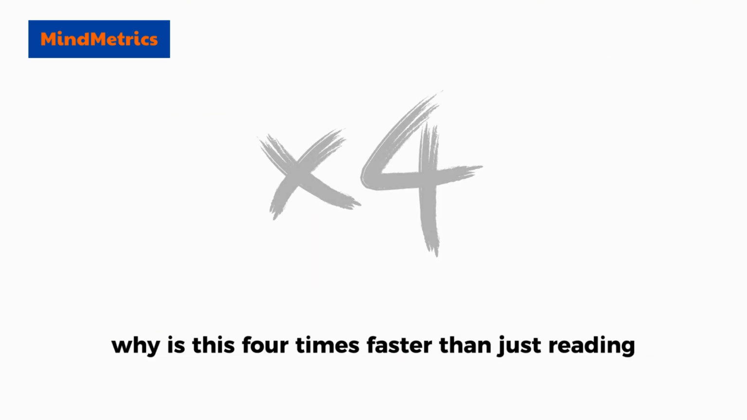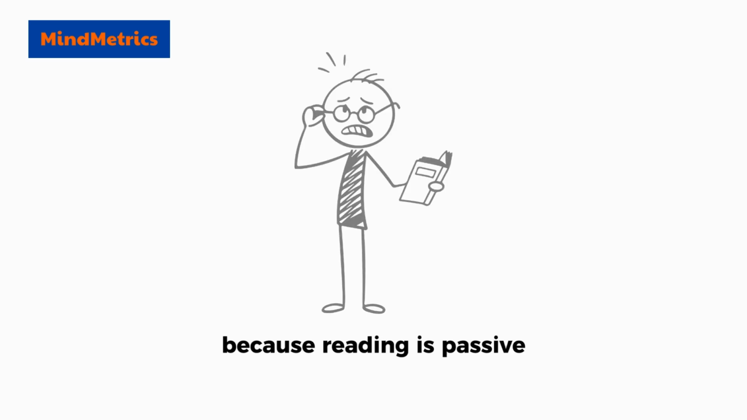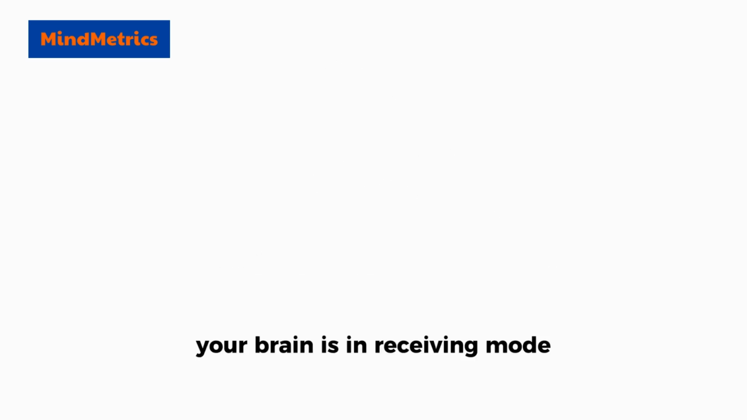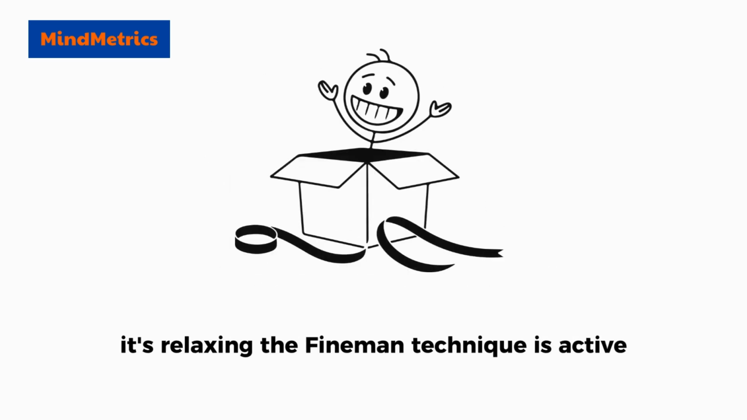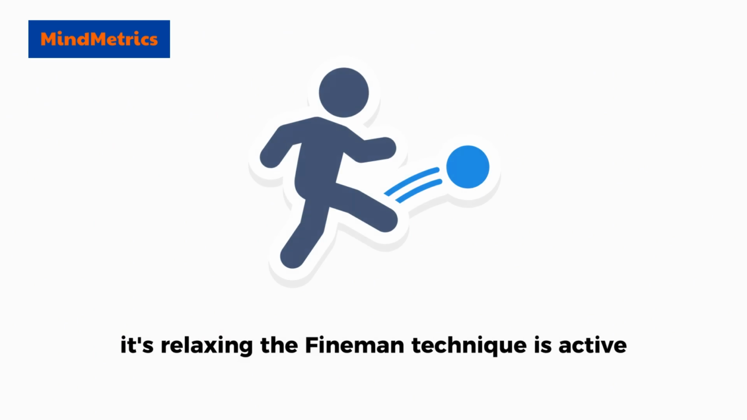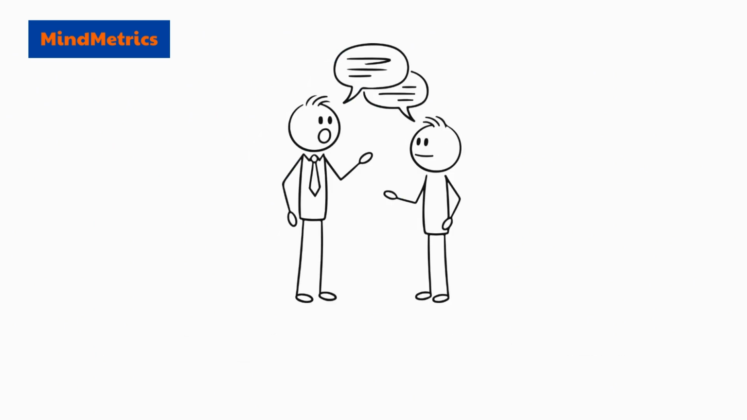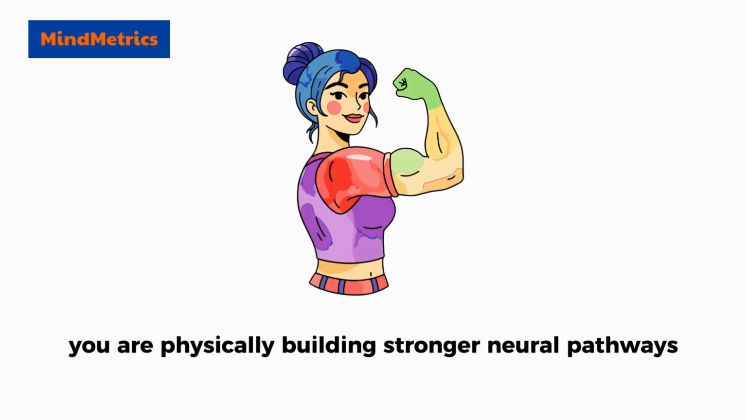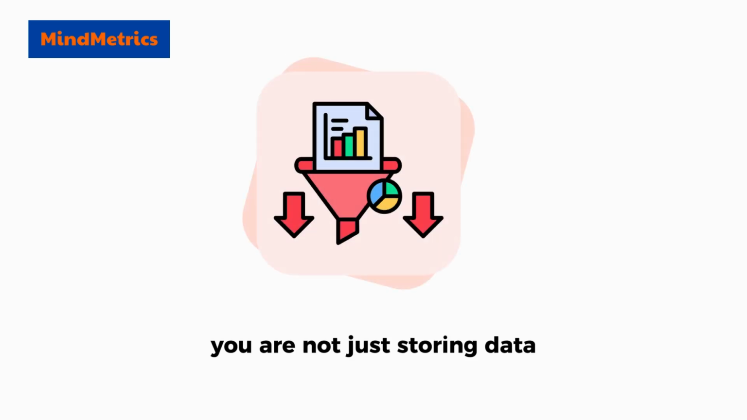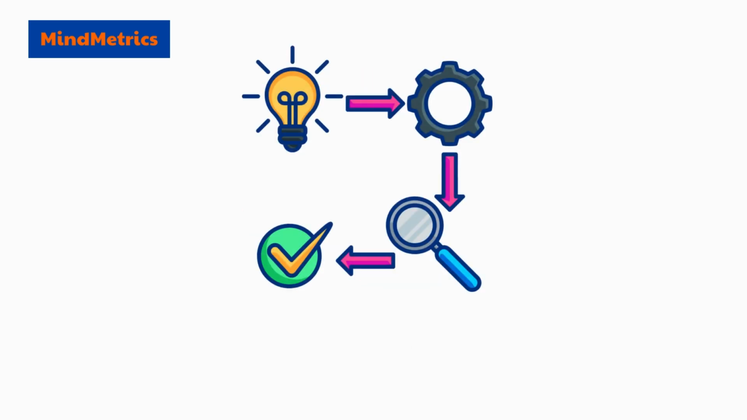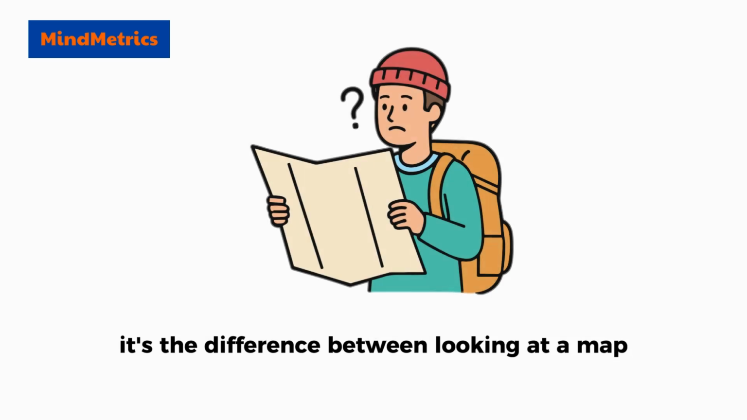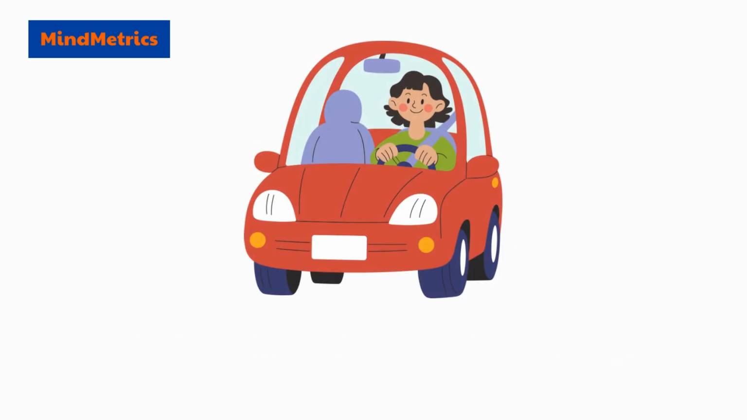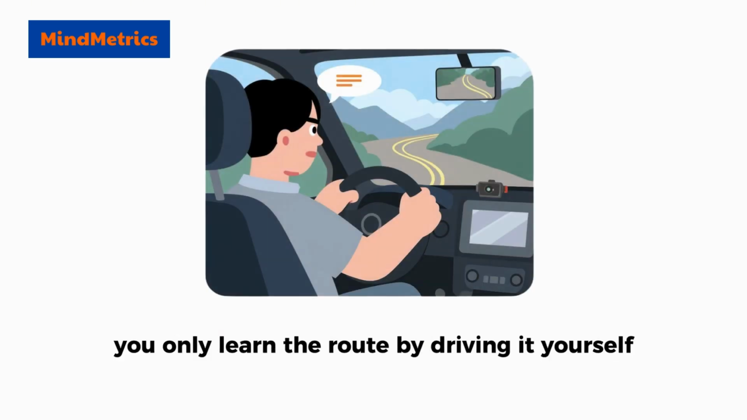Why is this 4 times faster than just reading? Because reading is passive. Your brain is in receiving mode. It's relaxing. The Feynman technique is active. It is generative learning. When you force your brain to reconstruct an idea in your own words, you are physically building stronger neural pathways. You are not just storing data, you are building a framework. It's the difference between looking at a map and actually driving the car. You only learn the route by driving it yourself.